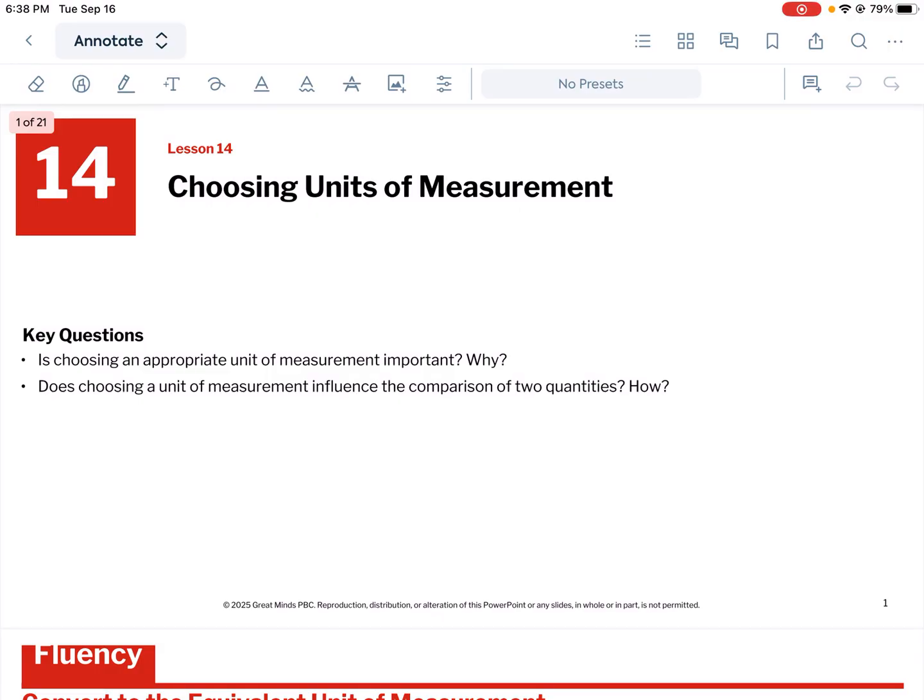I know we did some of this in class, but just to make sure we don't get behind, I am going to record this video for you so you can have a reference. Today's lesson is choosing units of measurements.